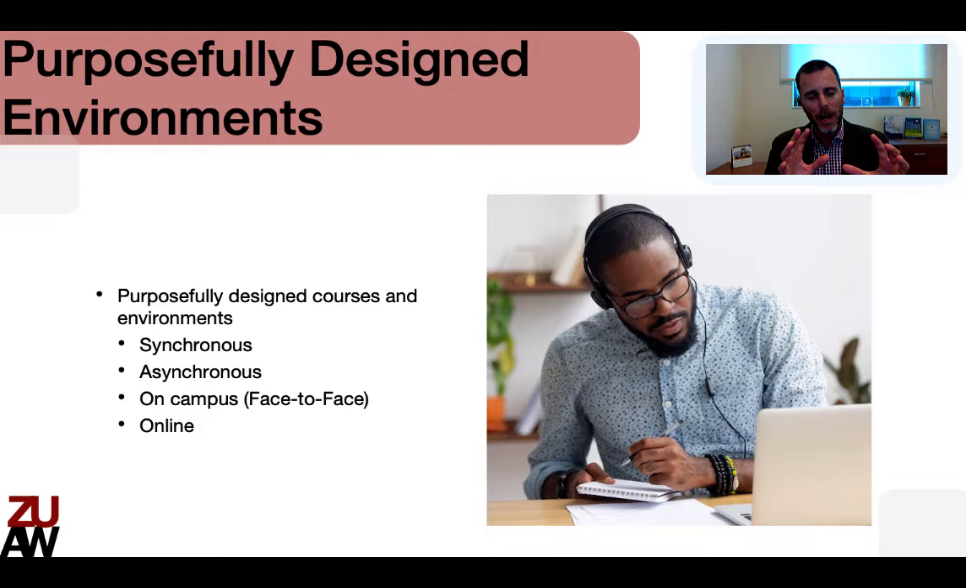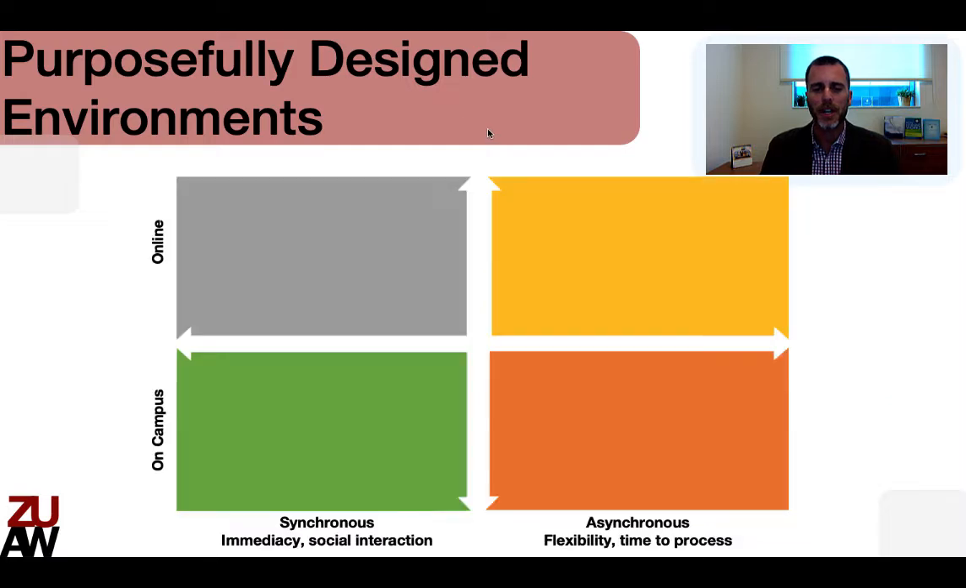We can also think about environments being on campus, that is face-to-face. We also think about the online environment. You're not physically together in the same location, but you are online and everyone can be separate. So we've got these different dynamics, and this diagram represents them. I'll run through this diagram in terms of the colors.